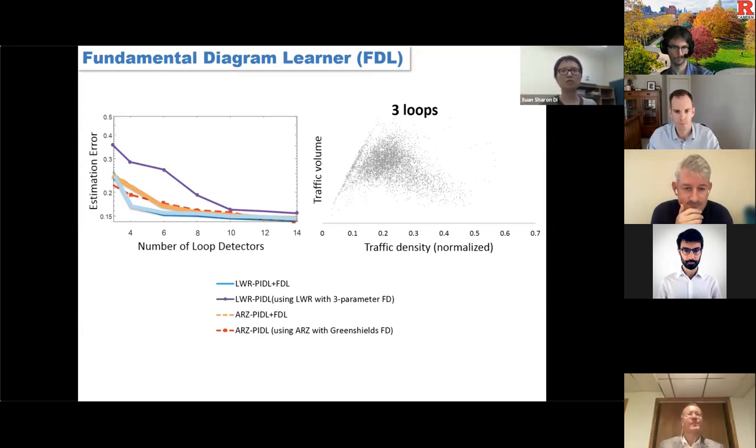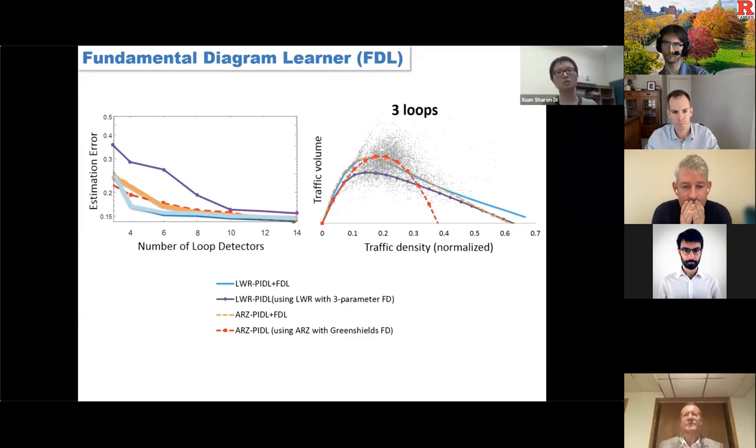Right-hand side is the fundamental diagram. And here we focus on only 3 loop detectors, which is the small data regime. The background black points are generated from the real data. The x-axis is the density and the y-axis is the traffic volume. Okay, this is the shape of the LWR FDL. As I explained, there's no prior knowledge of what a fundamental diagram looks like, so we use a neural network to learn that shape. Then we can generate this curve. This is the standard 3-parameter Greenshields FD. And the orange dashed line is ARZ with FDL. And the red one, the ARZ with the standard Greenshields fundamental diagram.